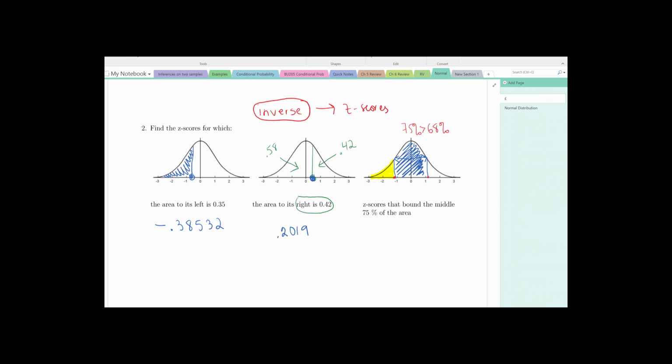Well, what is it? This area is 100% minus 75% divided by 2, right? Okay, because this area is exactly the same as the one to the right of this score. So 100 minus 75, that's 25%, divide by 2, so we get 12.5, right? So what we're going to be plugging in into our command is 0.125 as the area to the left of our negative z-score. So let's go ahead and do that.